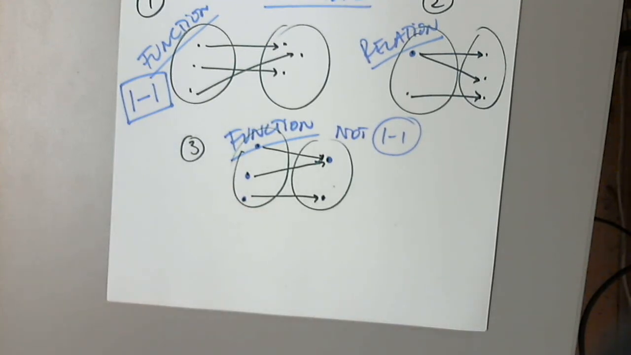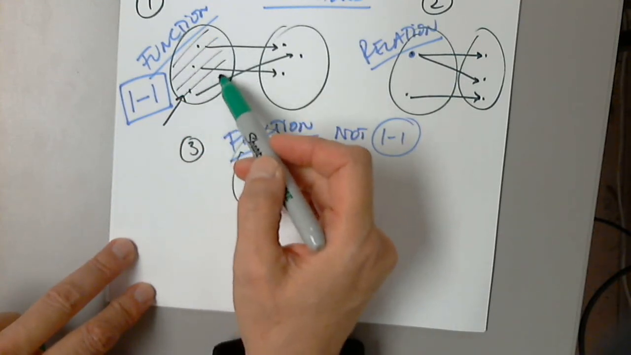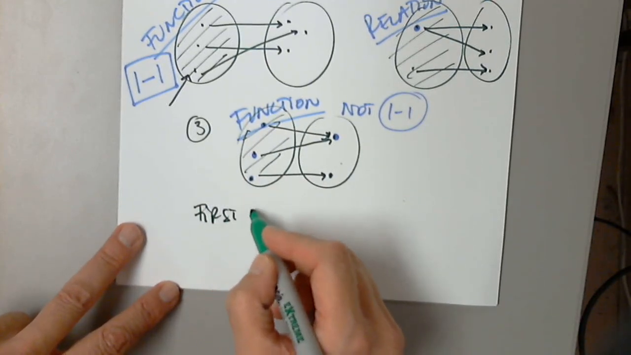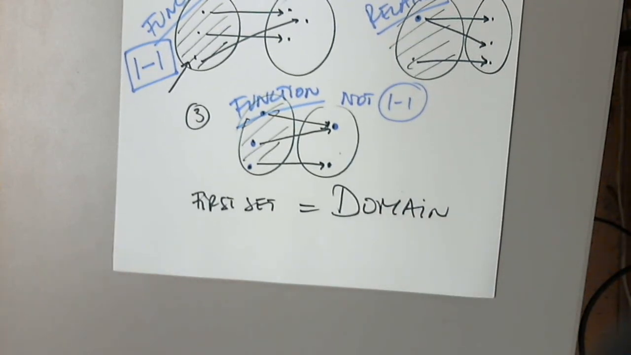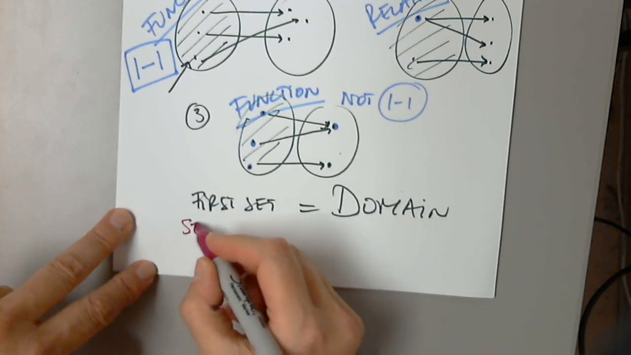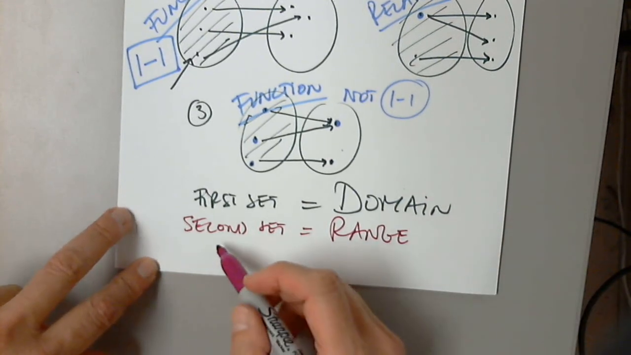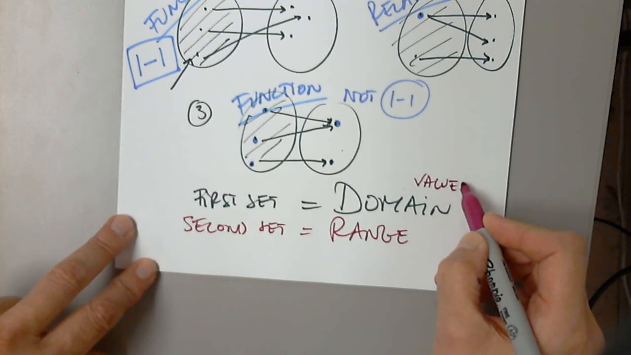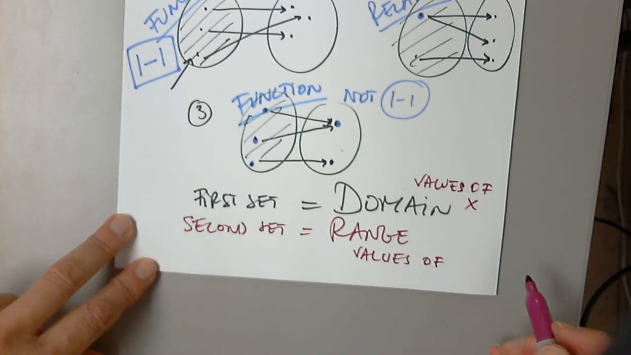Okay, next step, I would like to identify these sets. What do you think this set is called? For all of them, including for a relation. The first set. Very good. This is a domain of the function or relation. What do you think about the second set? Yes, the second set. Range. Of course, the first set is the domain, which means values of which variable? Values of x. Awesome. And this is values of y. Perfect.